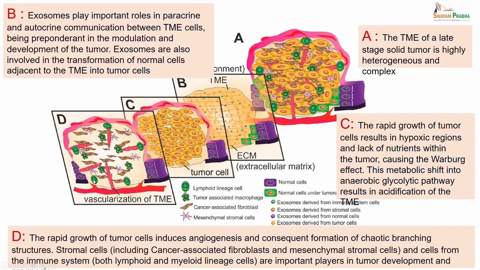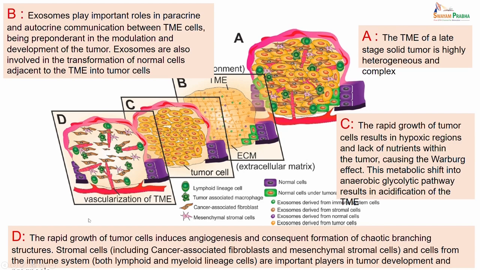Now, coming to the component D, the cartoon D here shows the vascularization of the tumor microenvironment. When there is rapid growth of tumor cells, this will induce angiogenesis, and it actually leads to formation of chaotic branching structures within the tumor.